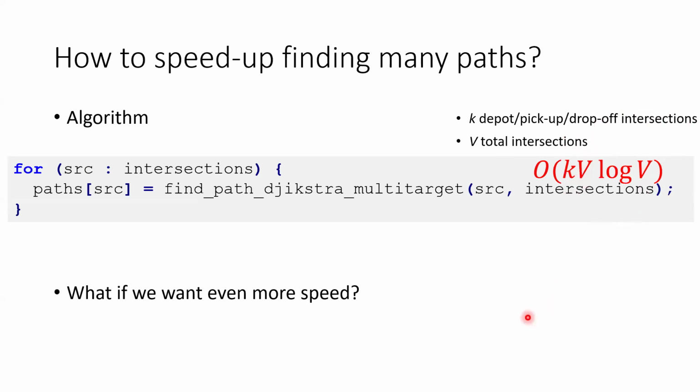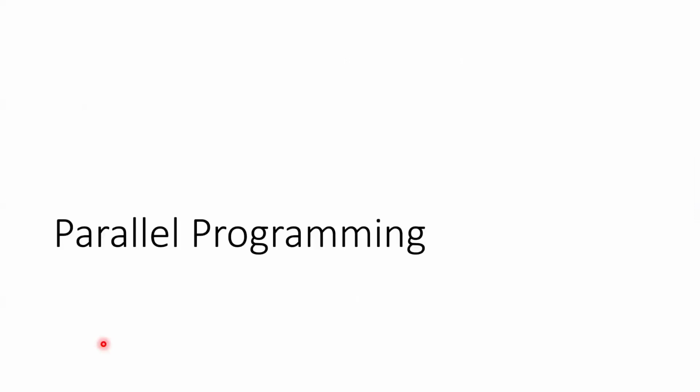What if we want to get even more speed? Let me correct it. Algorithm-wise, that's the most we can get with the most accurate estimations. If you can sacrifice some accuracy in the estimations, then you can get even faster, but that's your choice. What if we want even more speed from this? We can do parallel programming.